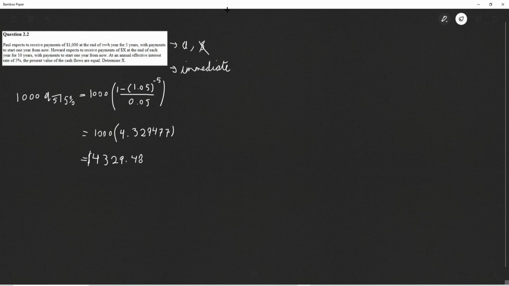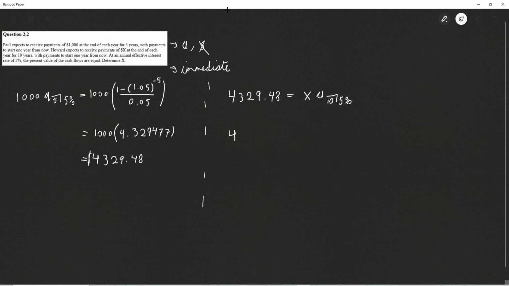So now we already have our answer for Paul. So now we notice that the present value for 5 years for Paul is the same as for 10 years for Howard. So using our answer from Paul, we're able to set it up where we have 4,329.48, and we're going to set it equal to our X payments for Howard because we don't know what it is, but the annuity for 10 years this time was still at 5% interest.